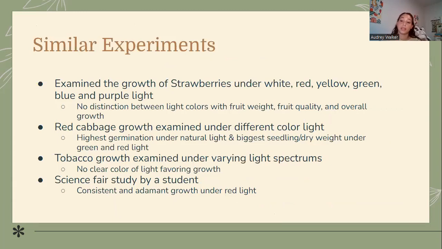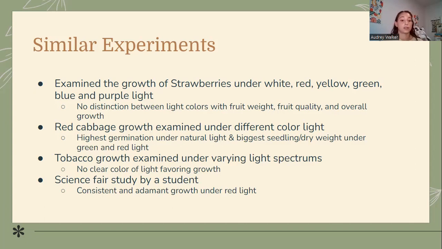And then pulling in similar experiments when looking to start ours, the first one we looked at was the growth of strawberries under different wavelengths of light. And specifically, they looked at white light, red light, yellow light, green light, purple light, and blue light. And what they found in this experiment was that there was no distinction between the light colors when it comes to the fruit weight and overall fruit quality and growth of the strawberries. But something to note here is that strawberries do not go through photosynthesis.